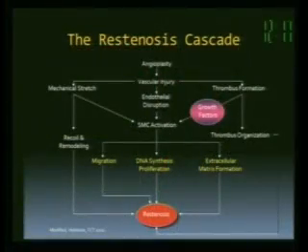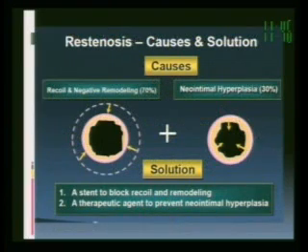Restenosis cascade: angioplasty leads to vascular injury to the endothelium, endothelial disruption, and also leads to mechanical stretch. After mechanical stretch, there is recoil and remodeling, giving rise to restenosis. Vascular injury leads to smooth muscle cell activation, which leads to migration of smooth muscle cells, DNA synthesis, proliferation, and growth factors are also released. Extracellular matrix formation is there, and finally it results in restenosis.